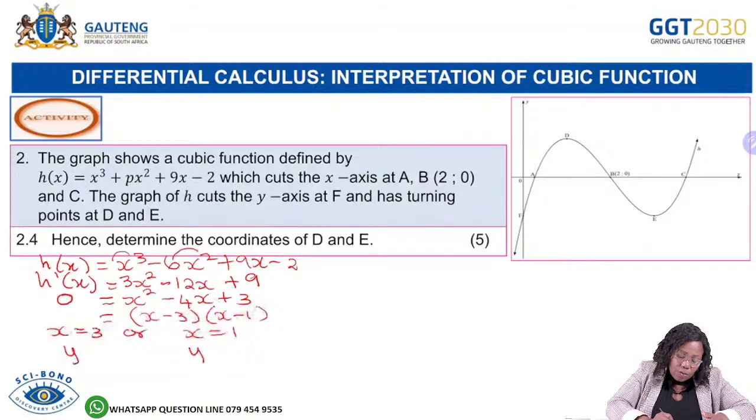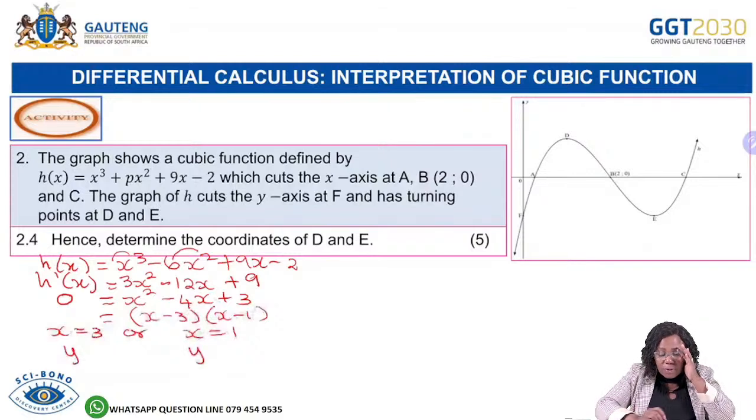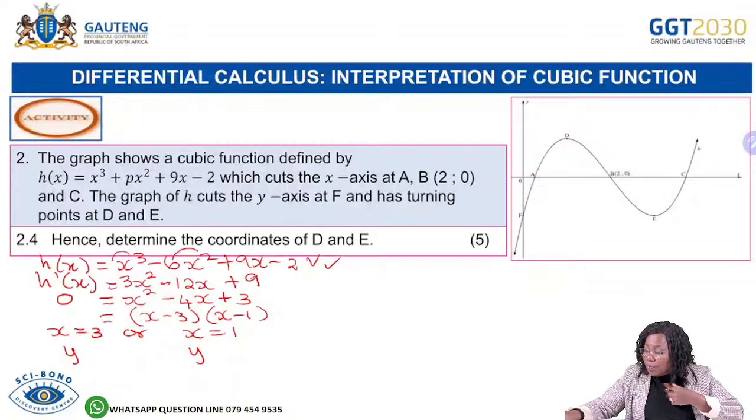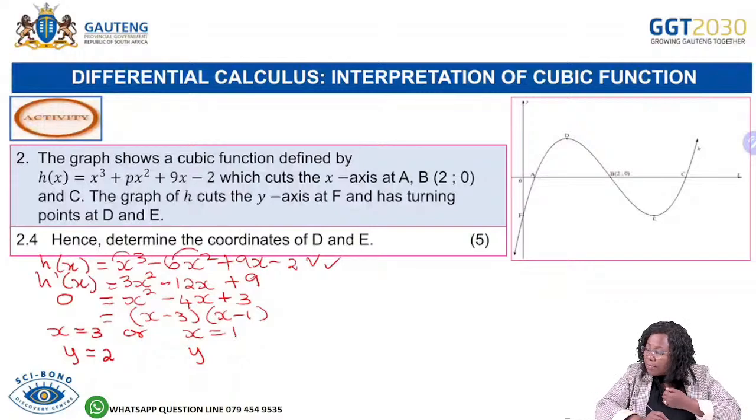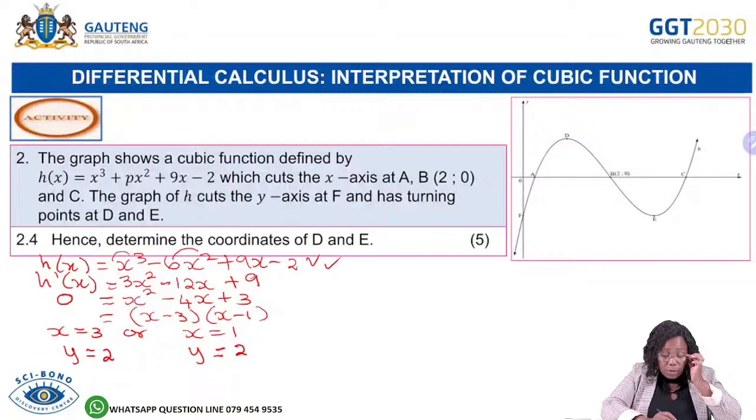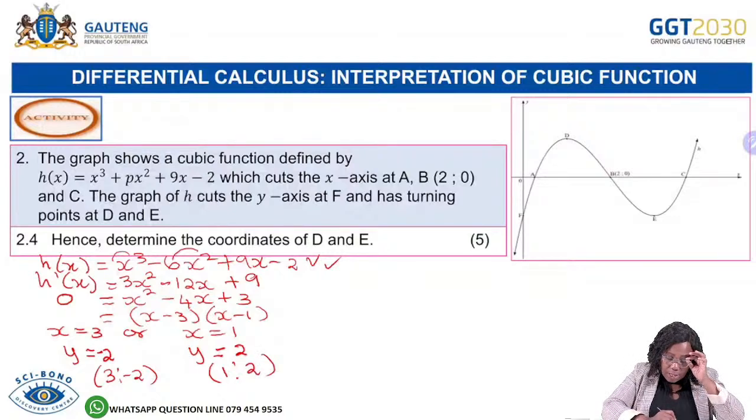To get the y values for these x turning points, we are going to substitute the 3 into the original equation, grade 12. And then if you substitute that, you end up with y equal to 2. You can do it on your calculator, it's fine, and give us the solution. And then for x equals 1, y is equal to 2. And then for x equal to 3, y is equal to minus 2. So if we write this in coordinate form, you'll have (3; minus 2) and (1; 2). Remember, I said to you, you can determine the maximum and the minimum turning point, right?